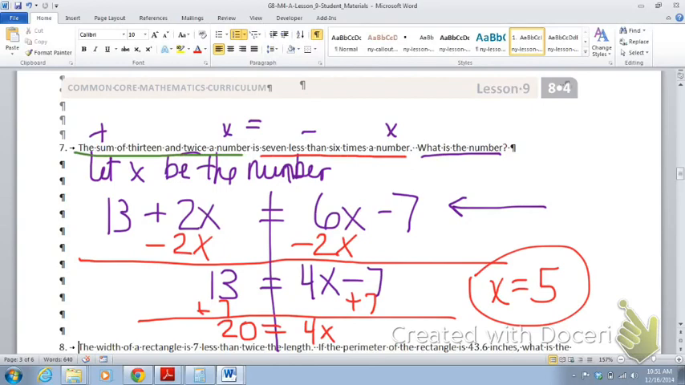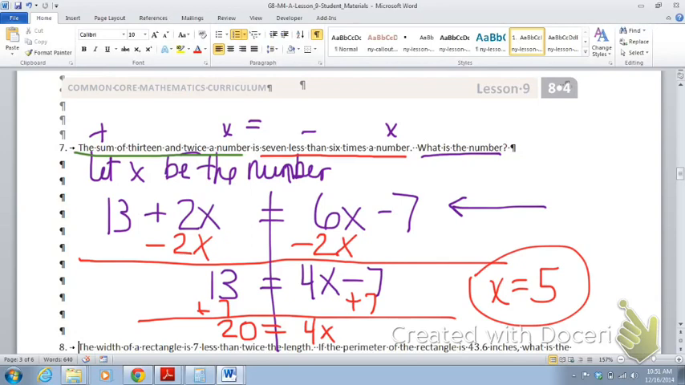13 plus 2 times 5, well, that would be 23, right? Because 2 times 5 is 10, plus 13 is 23. And then over here, 6 times 5 would be 30, minus 7 would also be 23. So I've double-checked my solution there, which you should do for all of these, even if I don't when I'm doing this video. I'm trying to make it a little bit shorter. So you should do that.